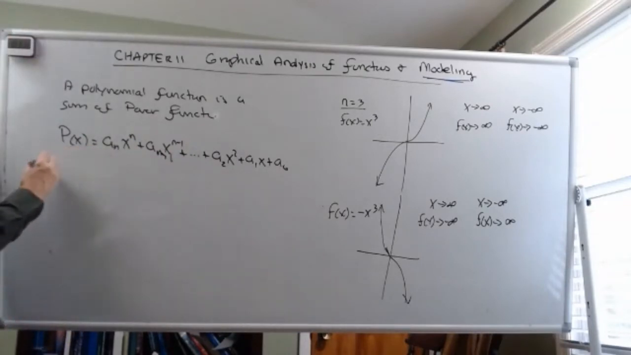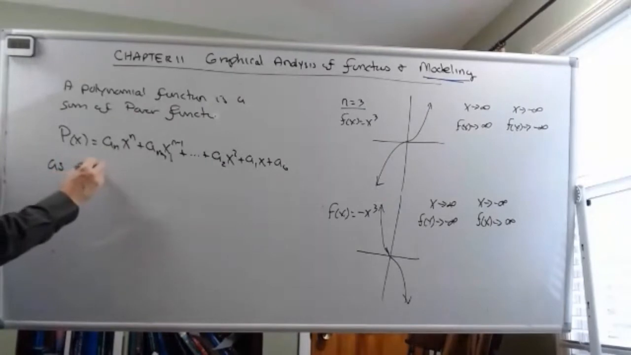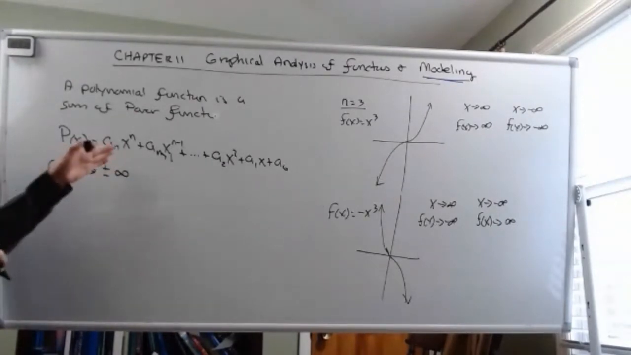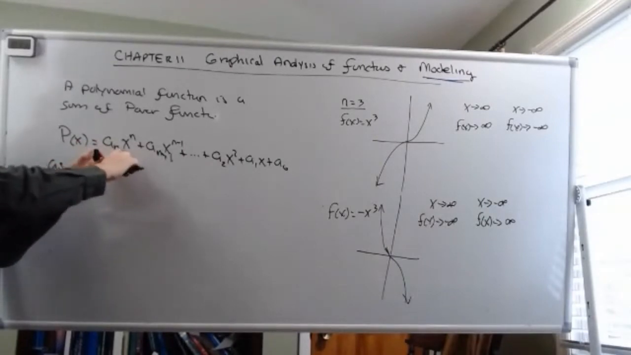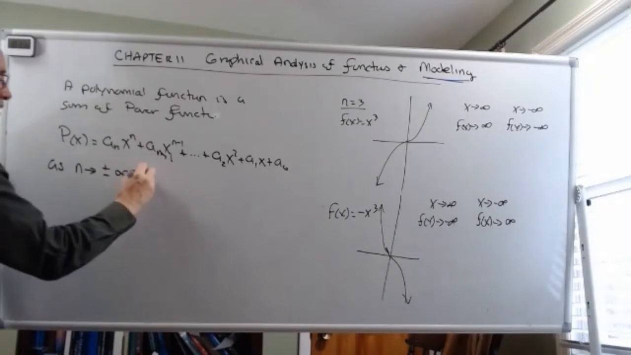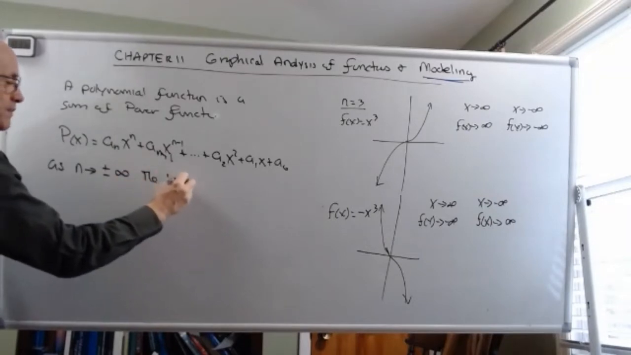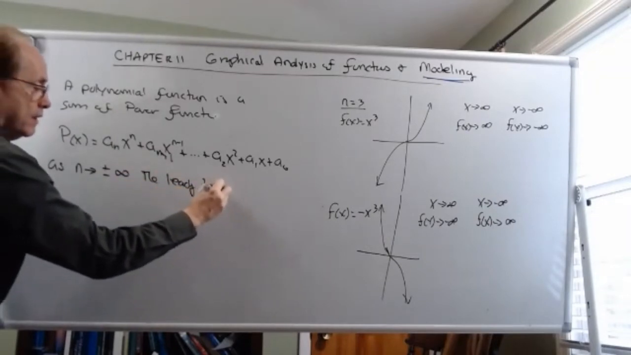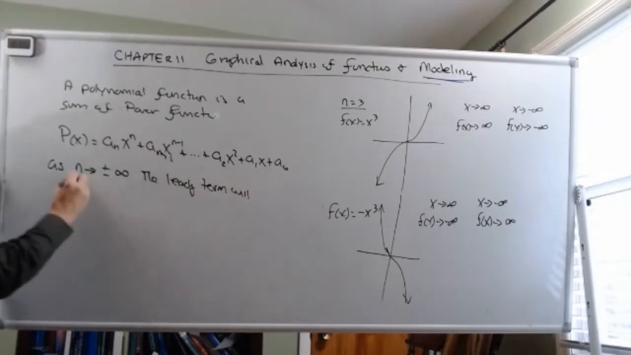Now, as x goes to either plus or minus infinity, the leading term will dominate. So the highest degree term will dominate the shape of that polynomial function.